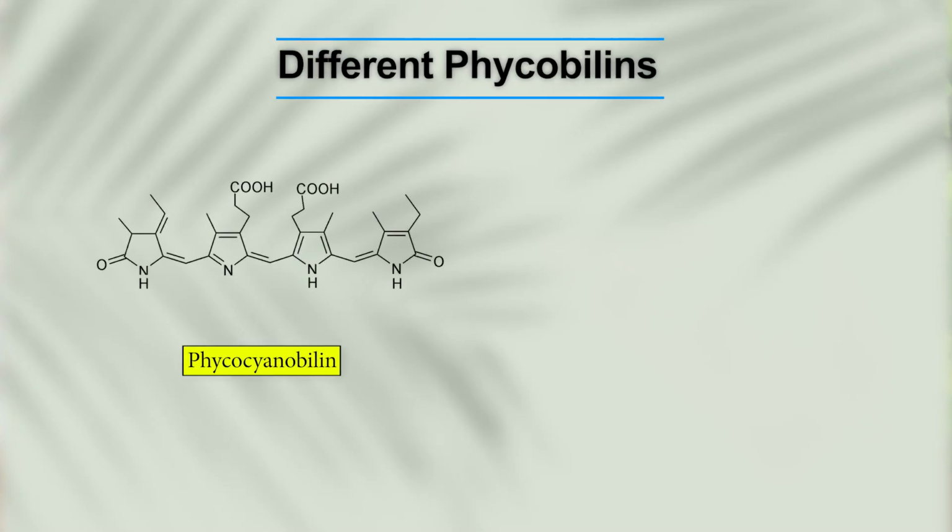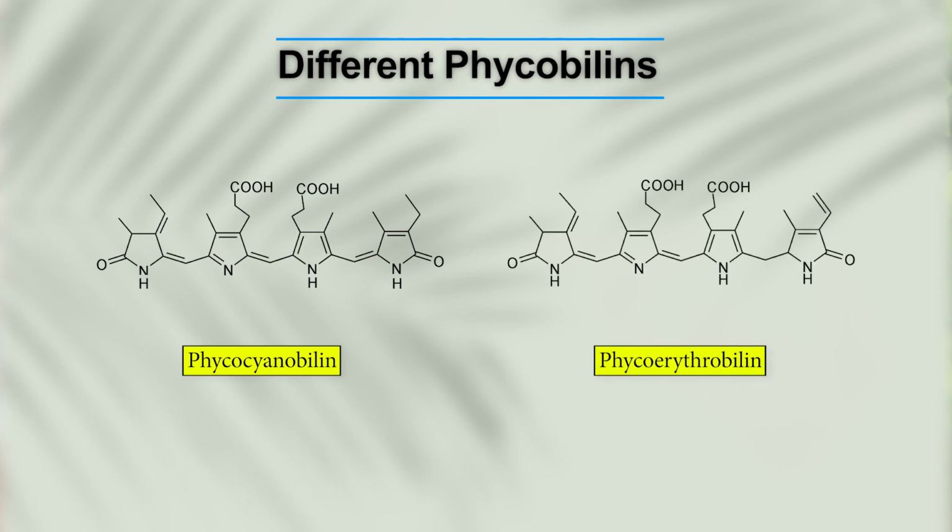Phycobilins are so called because they are bile-like pigments present in algae, and they include phycocyanin and phycoerythrin. Phycocyanin and phycoerythrin are more or less the same. They are straight chain compounds having 4 pyrrole rings, but there is a difference in their side chain, that is, the last terminal functional group for phycoerythrin is CH2CH or CH-CH2, and for phycocyanin it is CH2CH3.